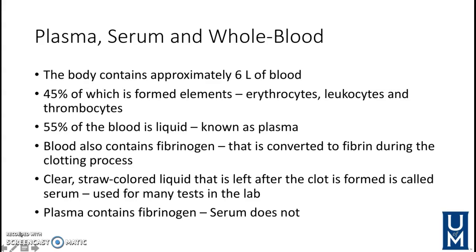So plasma, serum, and whole blood. We have about 6 liters of blood in our body. We've already talked about those formed units in previous lectures. We also have 55% of our blood known as plasma. Pretty much just understanding what blood is made out of.